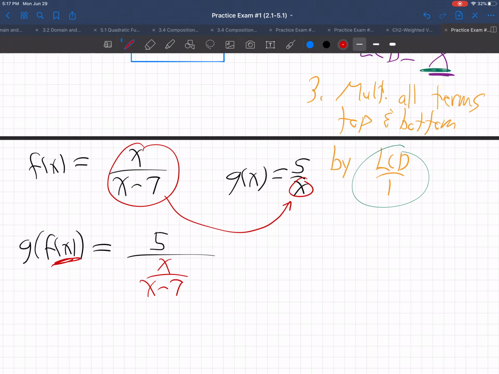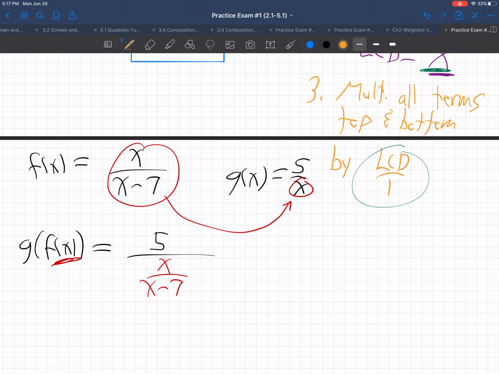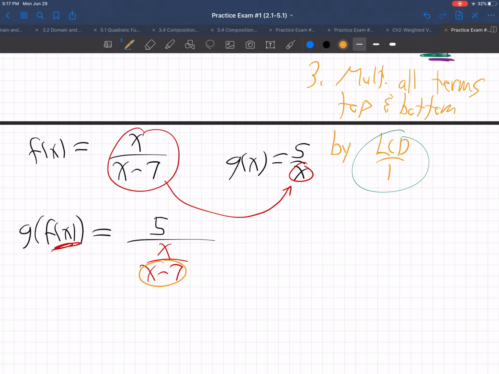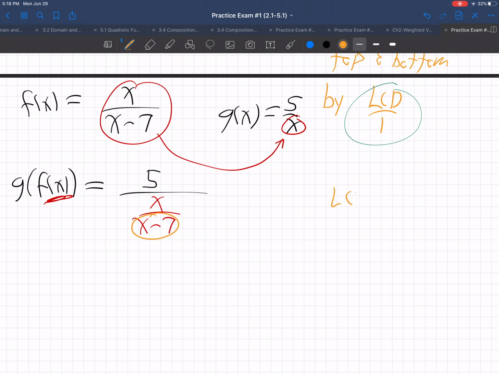I hope. Now let's go through our steps. What do we do? Well, let's go back to the 3 steps. Step number 1, circle all the items under a small bar. Well, this is the only item under a small bar, right? That's it. That's all there is. Up here there's nothing, there's no denominator. All right. And that is the LCD then. So the LCD is just x minus 7.